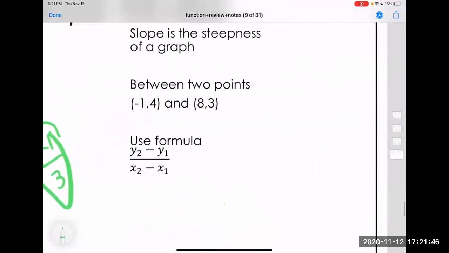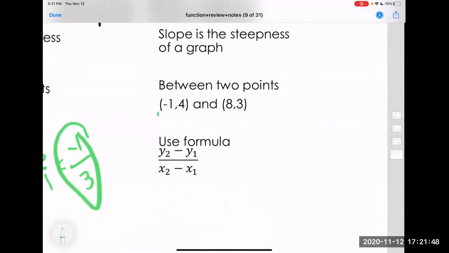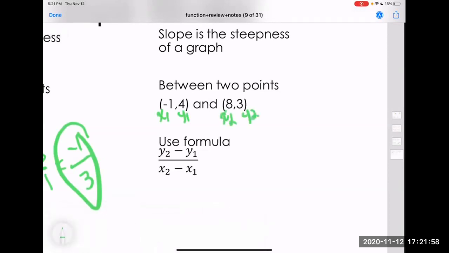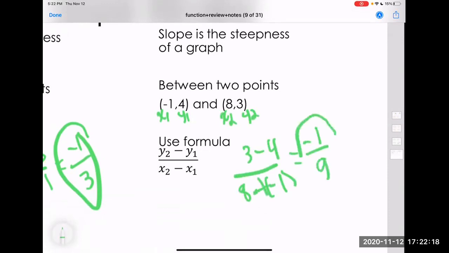We move to the next one. It's always x1, y1, and then x2, y2. So our y2 is 3, our y1 is 4, our x2 is 8, and our x1 is -1. So we write that as a minus a negative. 3 minus 4 is -1. 8 minus -1 is +9. So we've got -1/9.